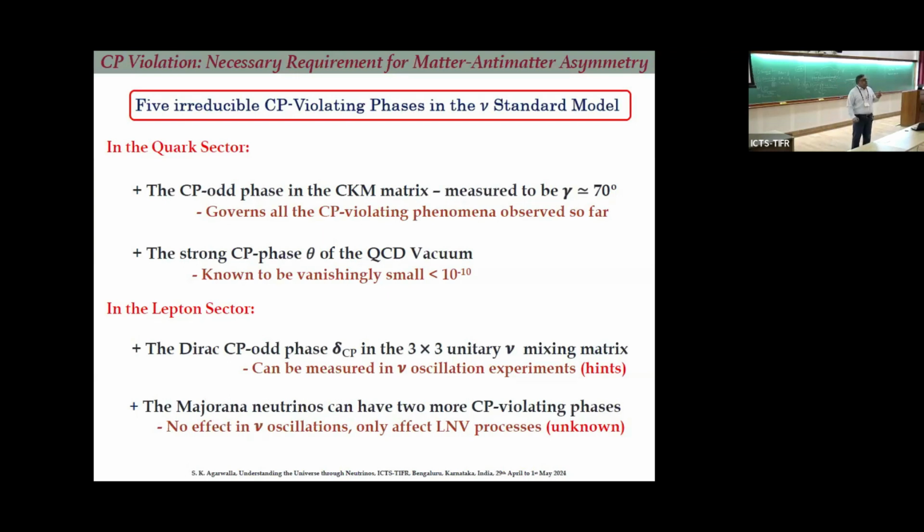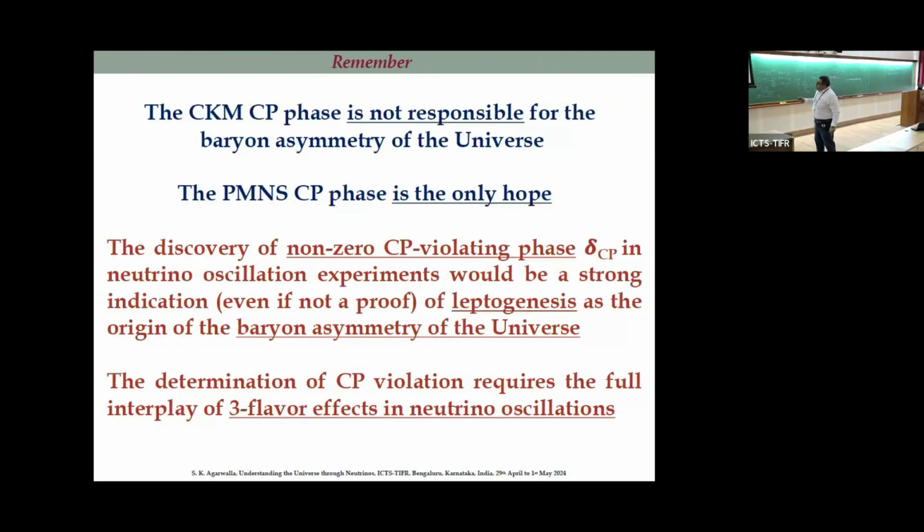At present, we don't know their values, but there is a way to measure them if they exist. Okay, so I can tell you if I have time, but just bear with me that this CKM CP phase is not responsible for the observed baryon asymmetry. If you just rely on CP symmetry violation, then this PMNS CP phase is the only hope. And if you measure this CP phase to be non-zero in the coming days, then definitely it will shed light.